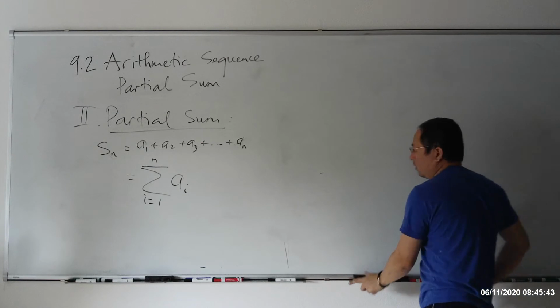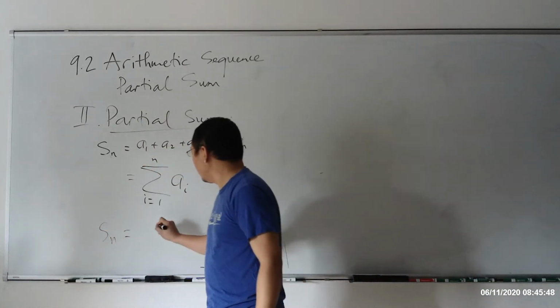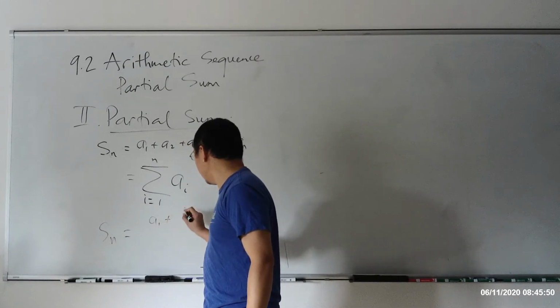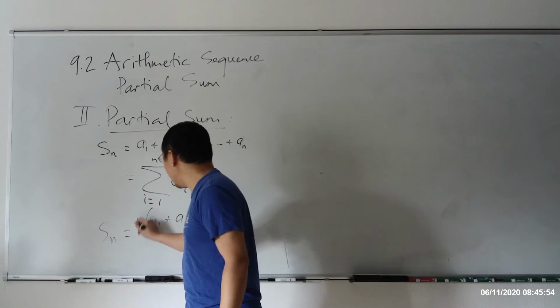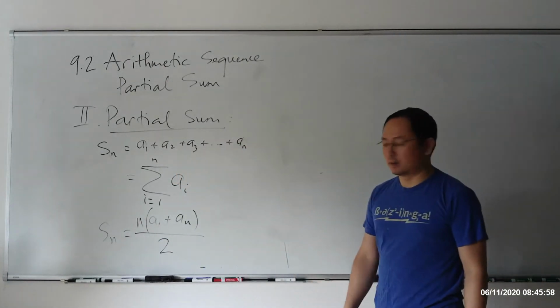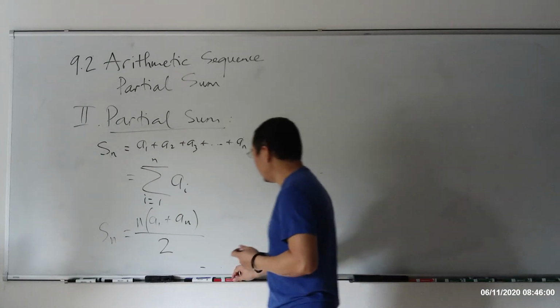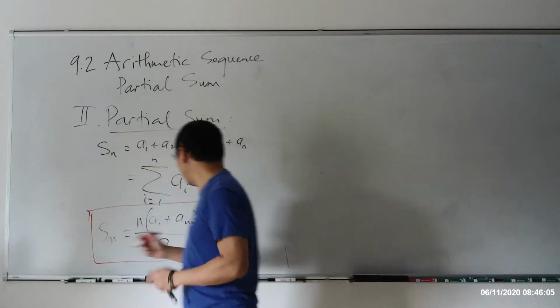And let me write out the formula before I explain to you. Sn can be calculated this way: (a1 plus an), everything, times n divided by 2. Okay, box that for me. Now let me explain to you how we get there.